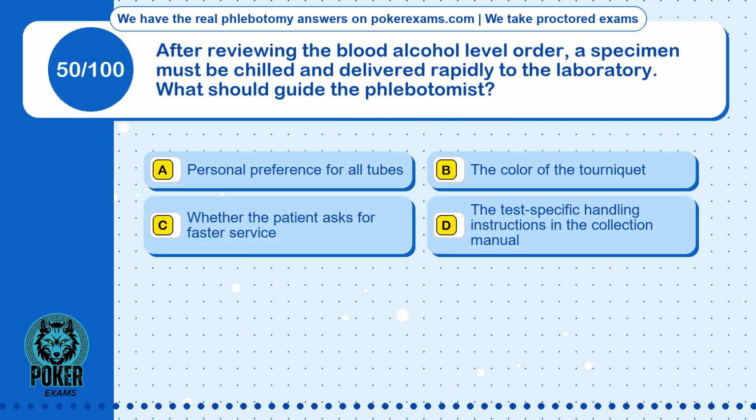Question 50. After reviewing the blood alcohol level order, a specimen must be chilled and delivered rapidly to the laboratory. What should guide the phlebotomist? Option A, personal preference for all tubes. Option B, the color of the tourniquet. Option C, whether the patient asks for faster service. Option D, the test-specific handling instructions in the collection manual.